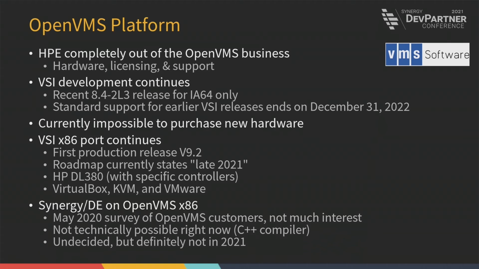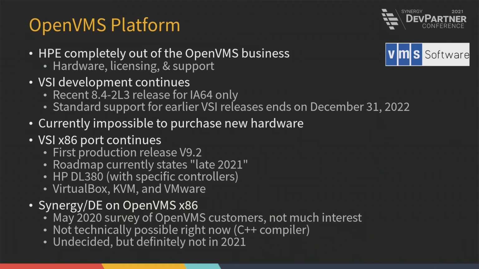The VSI x86 port continues. The first production release of this is going to be OpenVMS version 9.2, and their roadmap currently states late 2021. That's not far away yet, and they haven't even gone to public beta, which is 9.1 yet. So I think a lot of people expect that perhaps not to happen in that time frame. That first release, 9.2, will be on a single specific HP server, the DL380, and we're told will support VirtualBox, KVM, and VMware hypervisors.